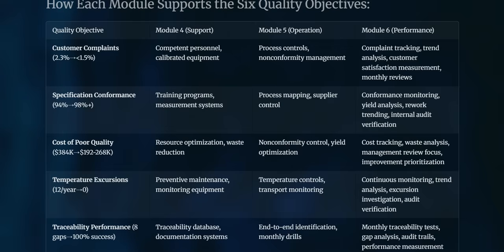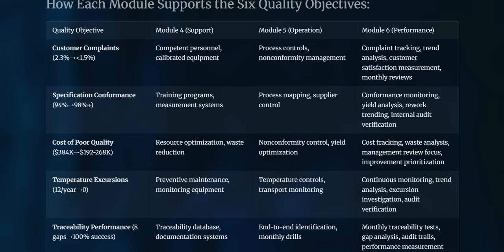Then our fourth objective is temperature excursion elimination, from the 12 incidents we had in the previous year to zero. From Module 4 support, preventive maintenance and monitoring equipment have been provided. From Module 5 operations, temperature controls and transportation monitoring have been implemented. And then today in Module 6 performance, we will have continuous monitoring, trend analysis, excursion investigation, and audit verification.